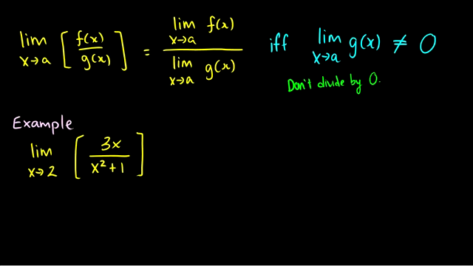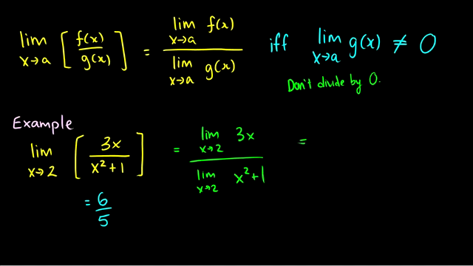So here's the example. The limit as x goes to 2 of 3x over x squared plus 1. If I just plug in 2 for these values, this will be 3 times 2 over 2 squared plus 1, which is just equal to 6 over 5. So let's just keep this in mind that if we evaluate it like this, this is just equal to 6 over 5. But we can take the limit individually. So we can take the limit as x goes to 2 of 3x, and we can divide that by the limit as x goes to 2 of x squared plus 1.